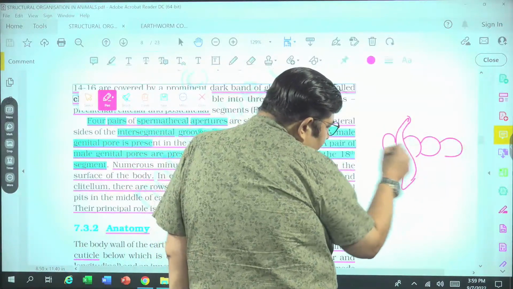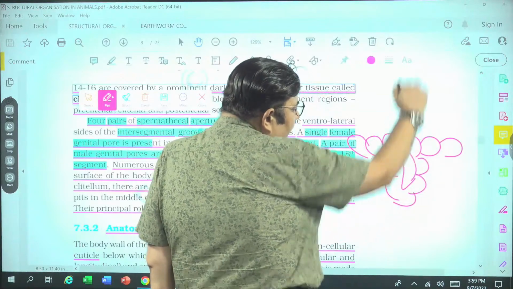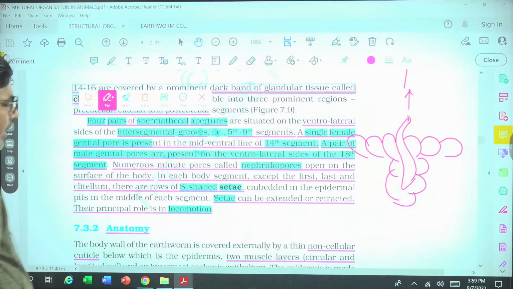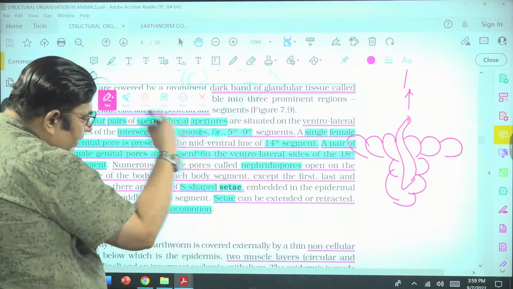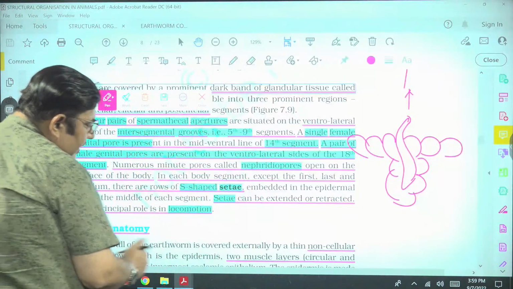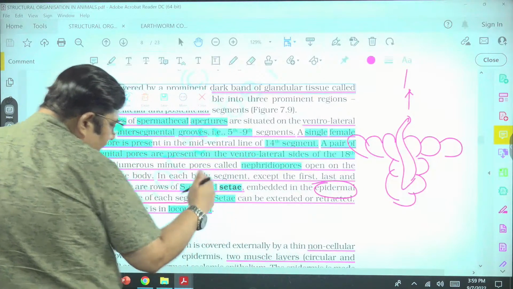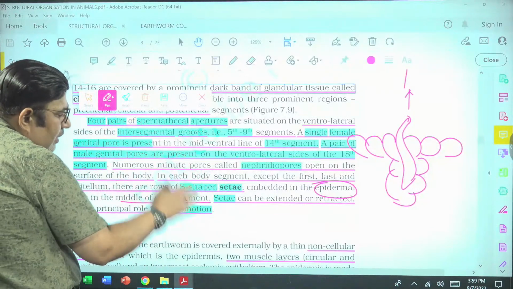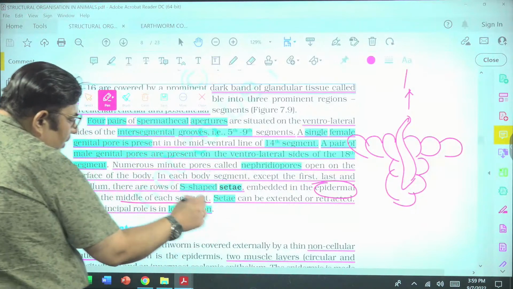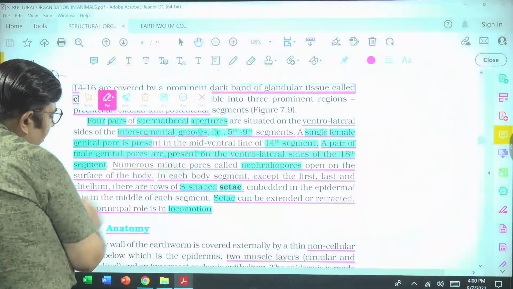They are embedded in the epidermal pits, okay? And they can be retracted, they can be protracted, they can come out, they can go back. They are present in the middle of each segment, in a ring of setae. Setae are not very many; they are few in number. Therefore, we keep earthworm in Oligochaeta. Setae can be extended or retracted. Their principal role is in locomotion. Dear children, let me discuss the anatomy of the earthworm.